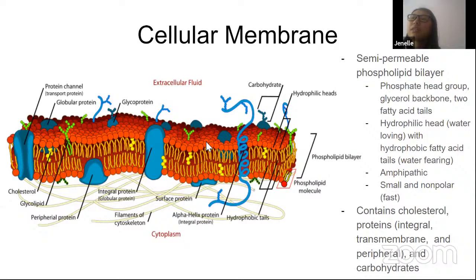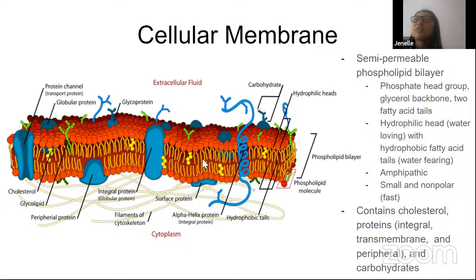The feature of the phosphate head group is that it's hydrophilic, which means it is water loving. If you break it down, hydro is water and philic is loving, so it's the water loving side. The fatty acid tails are hydrophobic. Hydro is water and phobic is like when you have a phobia of something, you're afraid of it. So it's water fearing in this case.